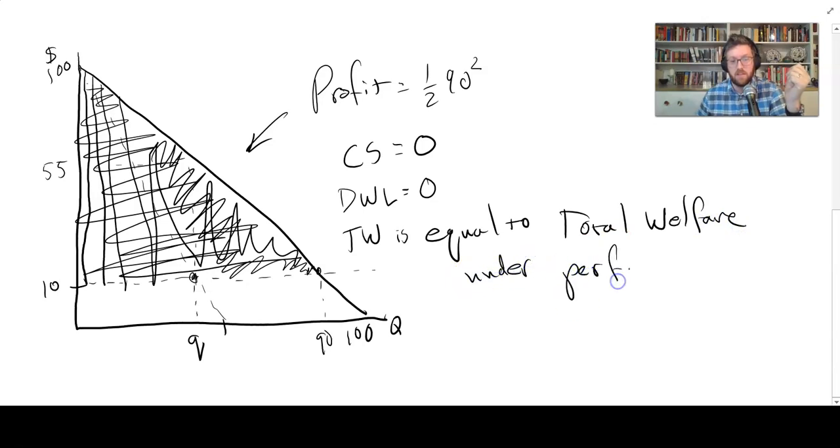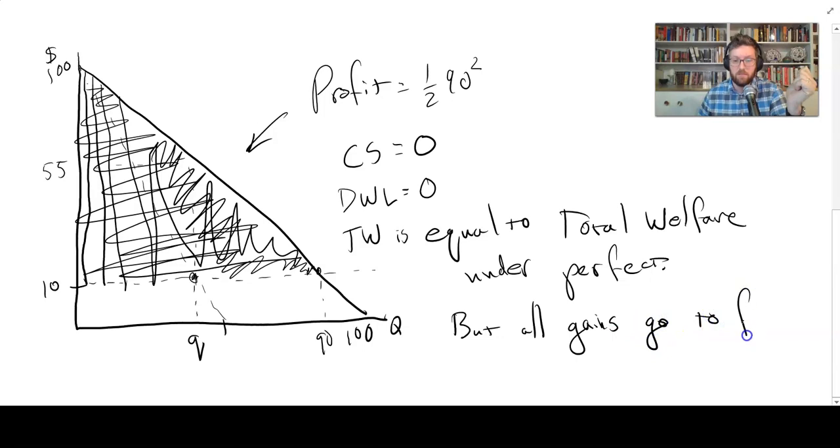What's different is who enjoys the benefits. In the perfect price discrimination world, all of those gains go to the firm, instead of it being split between firms and consumers. So in this sense, perfect price discrimination is basically good from an economic efficiency standpoint, but it's bad for consumers.